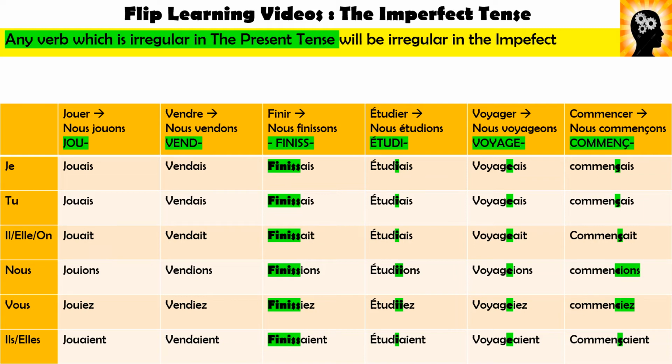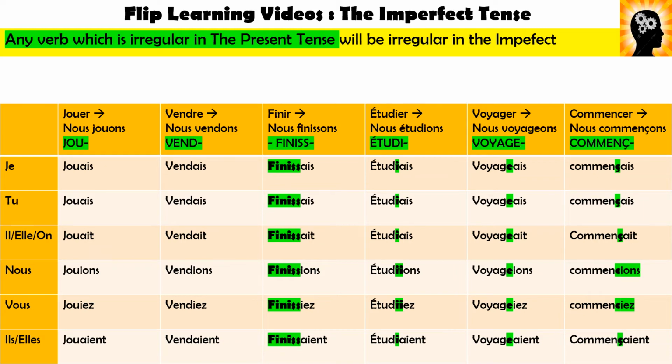IR verbs, the ending for IR in the present tense is ISSONS for the nous form, so you need to remember that for this. So finir changes to je finis, tu finis, il finit, nous finissons, vous finissez, ils finissent. You need to remember that.